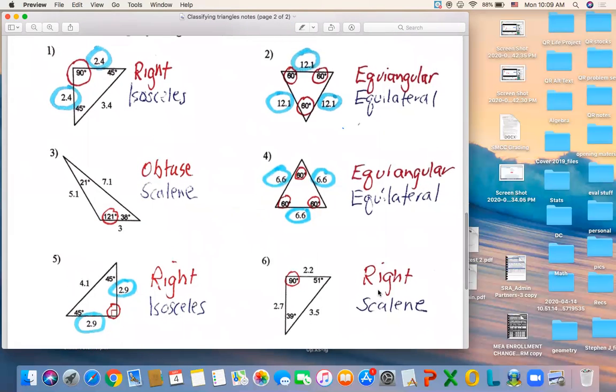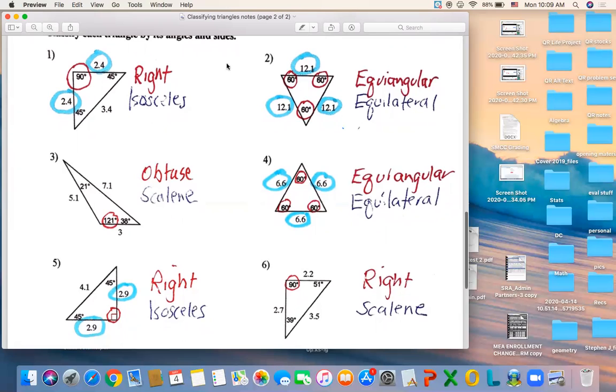When we do it by sides, we've got 2 parts to this answer. Got to do both parts. I've circled congruent sides in blue. So this one has 2 congruent sides from before. That is isosceles. This one has all 3, equilateral. This one has all 3, equilateral.